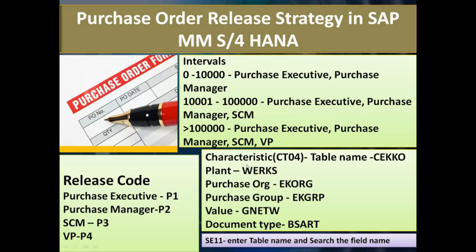For the purchase requisition release strategy, the table name was CBAN. Yesterday I mentioned CBAN. But for the purchase order, the table name for the release is CEKKO. This is the table we will use. And plant WRKS, additionally, I have taken purchase organization today, EKORG, purchasing group, same field name, value, GNW for document type. It depends whether you are taking all of these or only 3 or 4. You just go to SC11 and you can check that.